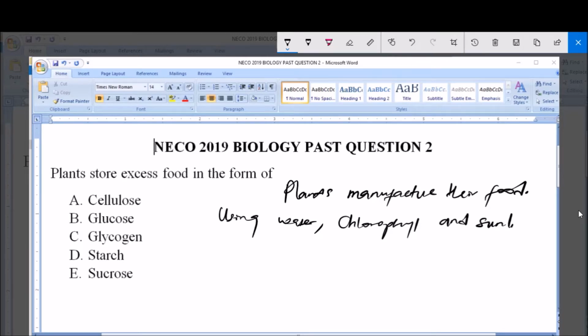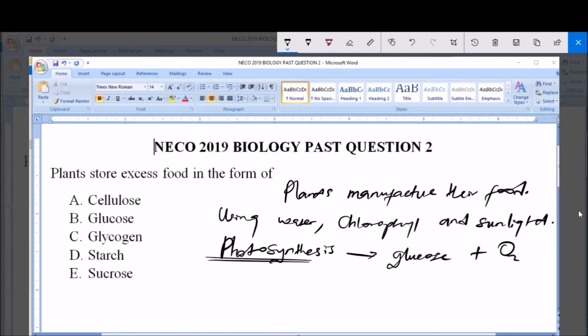So those are the three main factors required for what? For production of plant food, and this process is what we call photosynthesis. So the process by which plants manufacture their food with the help of water, chlorophyll, and sunlight is known as photosynthesis. Now, when photosynthesis occurs, plants manufacture their food in form of glucose, and the byproduct of photosynthesis is what? Oxygen. But this is the main thing here. The glucose is the main thing.